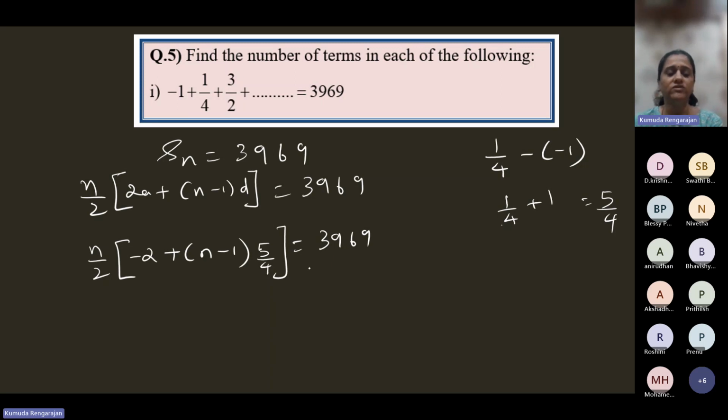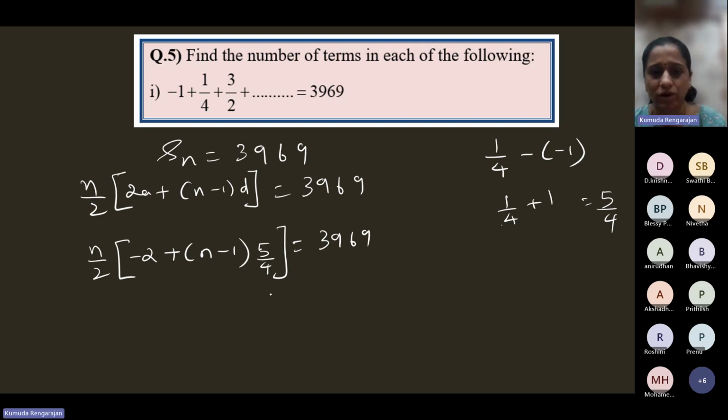So now we'll have to work this. You'll get a quadratic equation in n. You'll have to solve this one. When you work this, you'll get a quadratic equation in n. You'll have to solve that quadratic equation. You'll get two values for n.